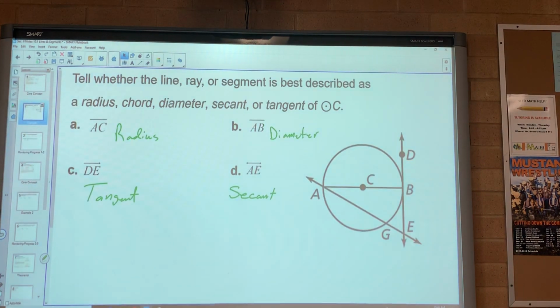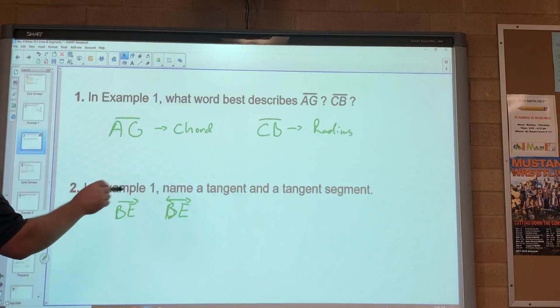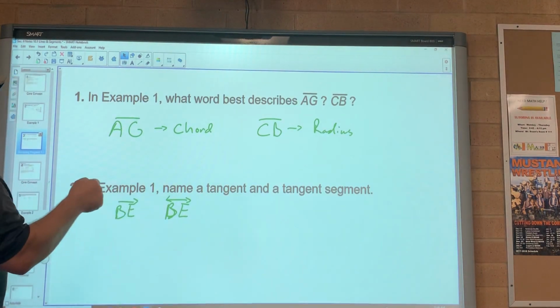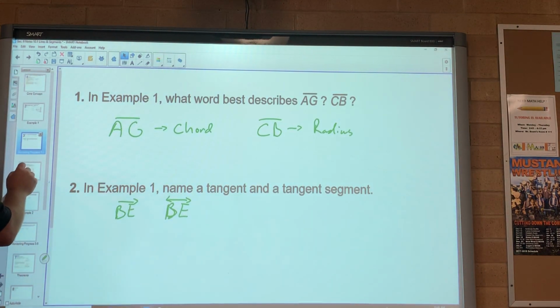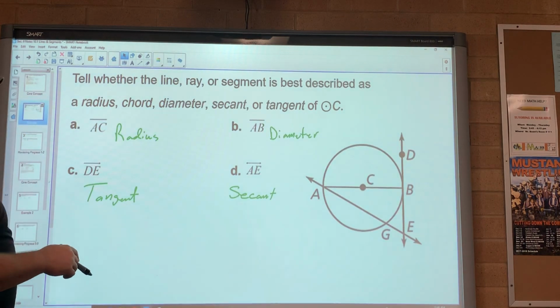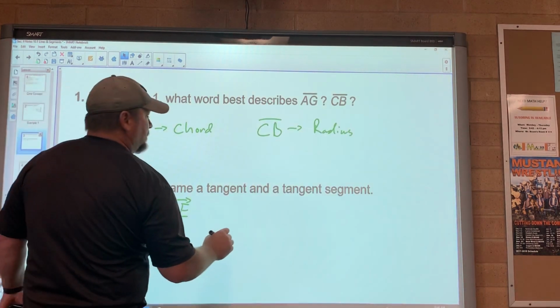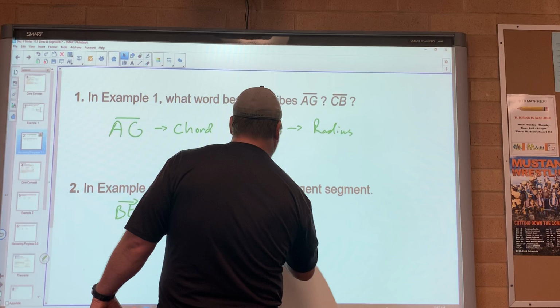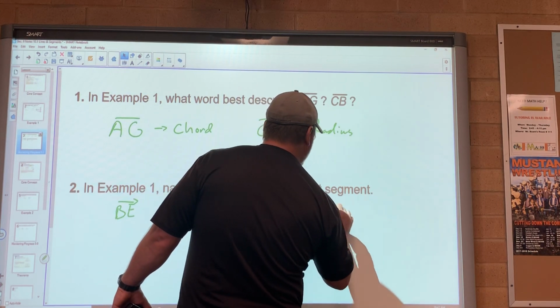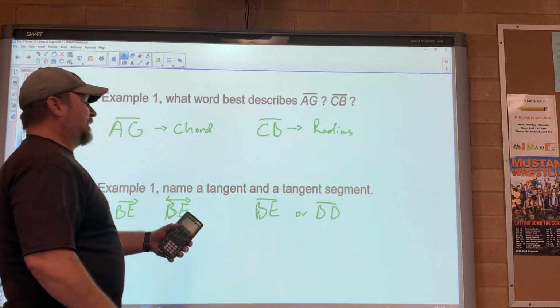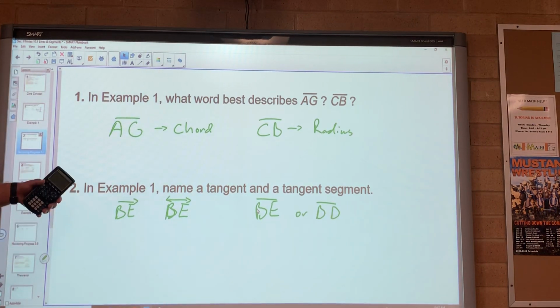And then they said name a tangent segment. So just a segment of it. So we're looking back at it, the segment, I would probably just say BD or BE. You do want to name the point that it is actually touching, just kind of like we did over here, okay? All right, let's move ahead a little bit.